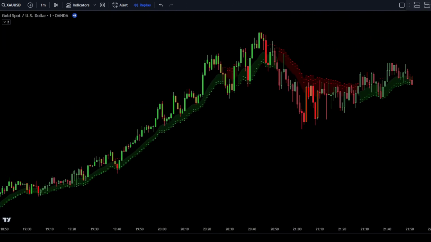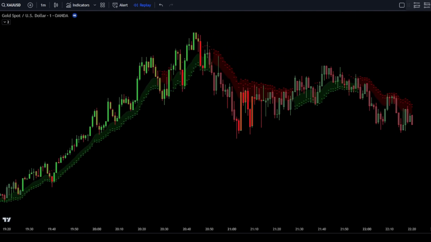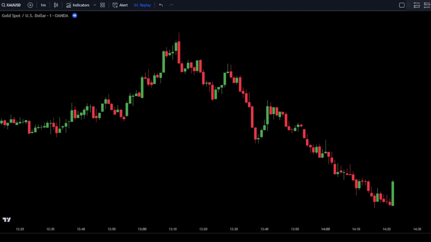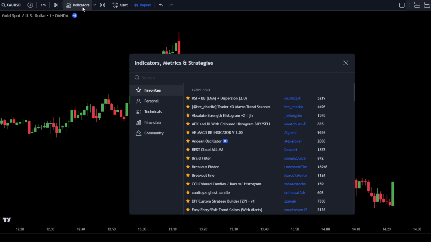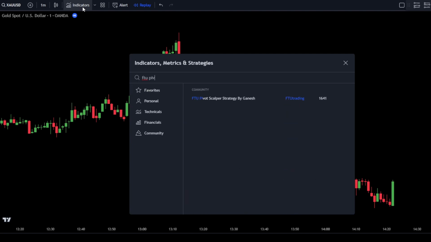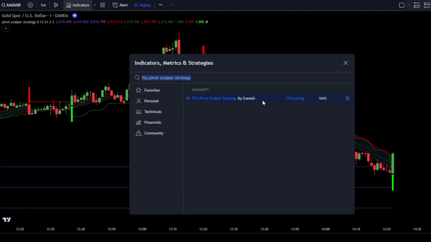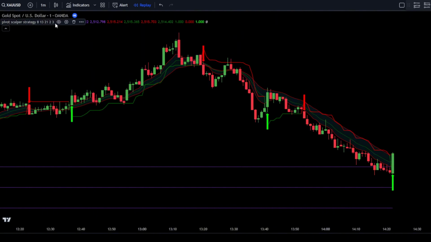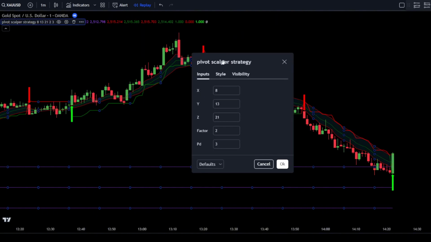Let's get started. To use this trading strategy, you can start by going to Tradingview. Then, add the first indicator that will be used in this trading strategy. Go to the Indicator Search tab and type in FTU Scalper Strategy. Next, select the FTU Scalper Strategy indicator from FTU Trading. After that, go to the Settings tab of the FTU Scalper Strategy indicator. In the Input tab, configure the settings as I do.